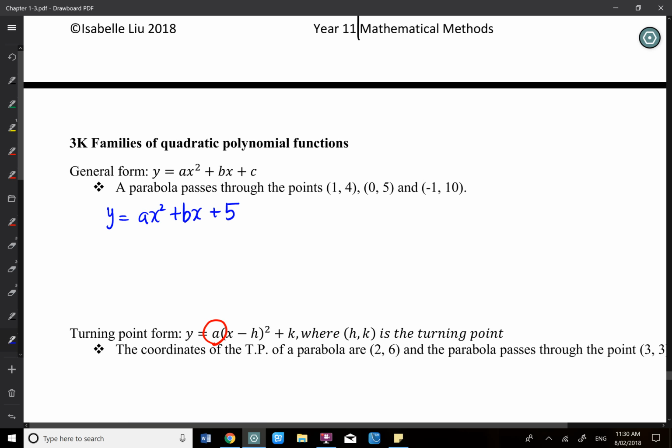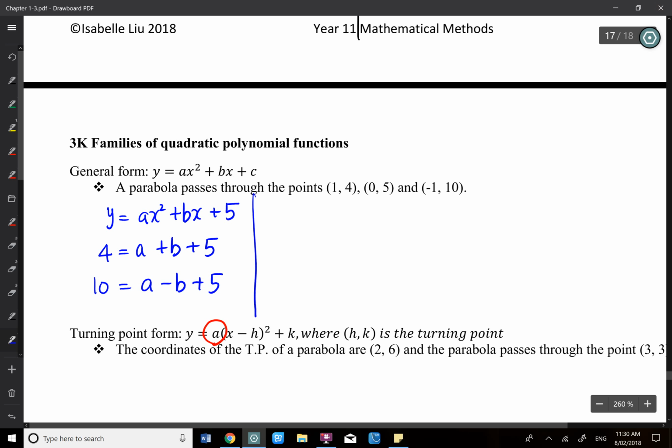And then we just do substitution. We sub x equals 1, y equals 4 into the equation. We have 4 equals a plus b plus 5. And for the second one, we have 10 equals a minus b plus 5. So we have here a plus b equals -1, and a minus b equals 5. Do you add or subtract the 2 equations? It doesn't really matter here. We can add them, so we have 2a equals 4, which means a equals 2.